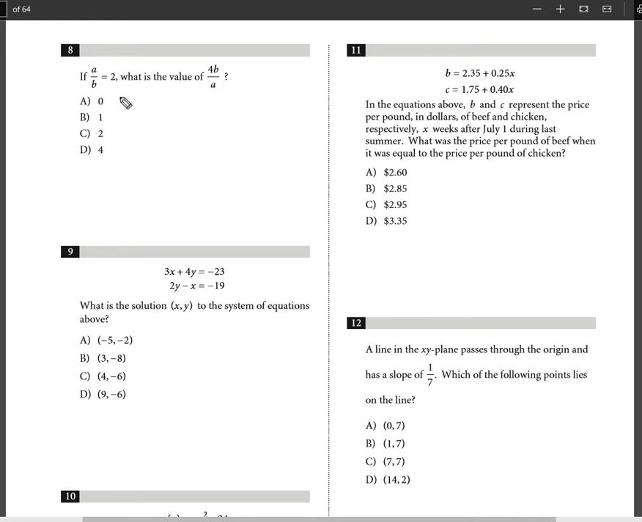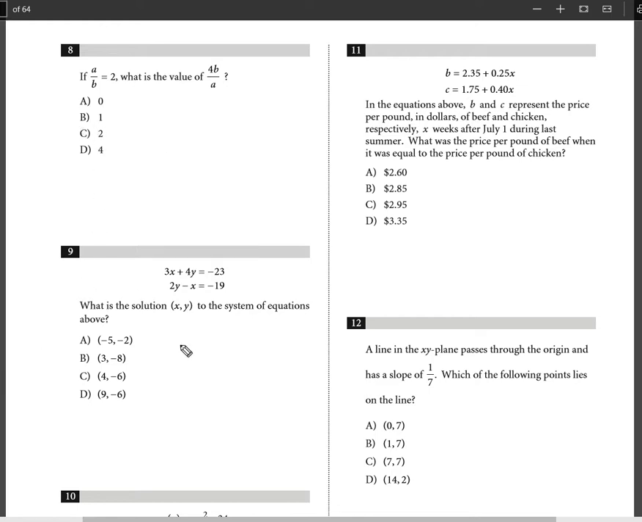So if AB is equal to 2, what is the value of 4B over A? Multiple ways to do this. What I'm going to stick with is multiplying both sides by B. So what we get is A is equal to 2B then. Now we need 4B over A. We have the value for A, so I'm just going to substitute that in. 4B over A, which is now 2B, gives us, the B's cancel out, 4 over 2 is simply 2.